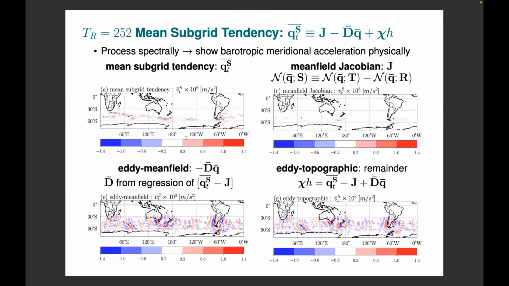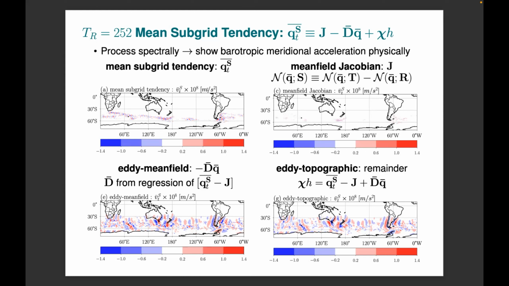The next part of the cookbook, if you like, is to decompose the mean subgrid tendency. If you recall, the mean component, or the time invariant part, is given by the meanfield Jacobian plus the Eddy meanfield interactions plus the Eddy topographic interactions. This process is all done spectrally. I've just converted them into physical space maps after the fact to hopefully be more illustrative.